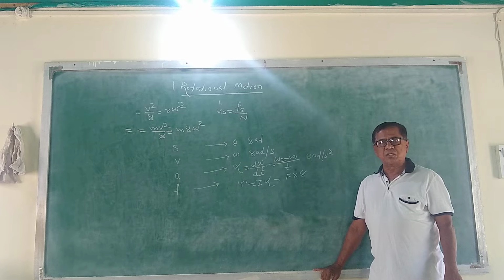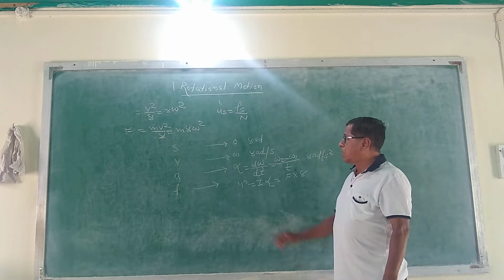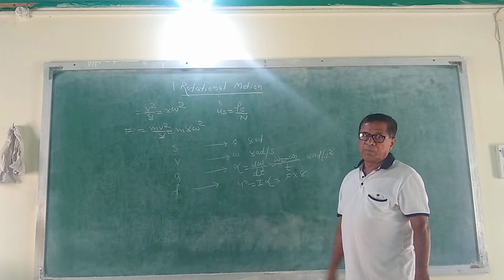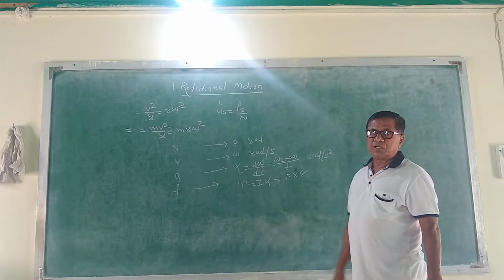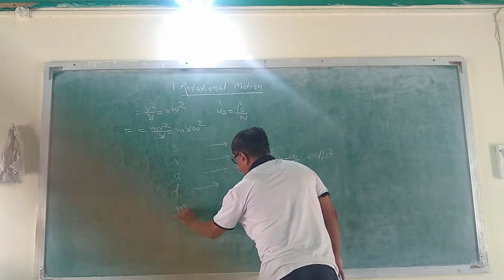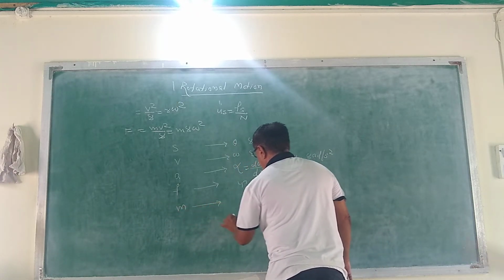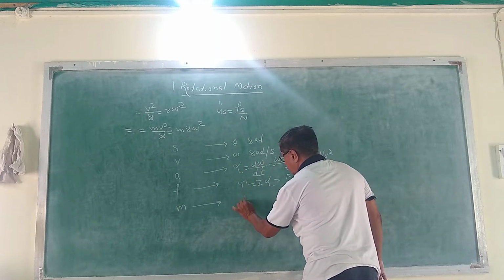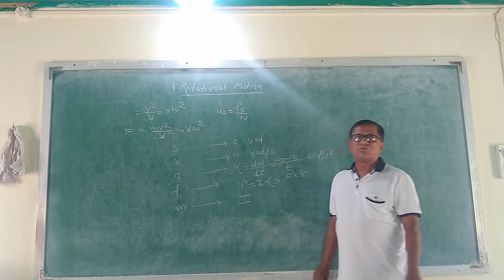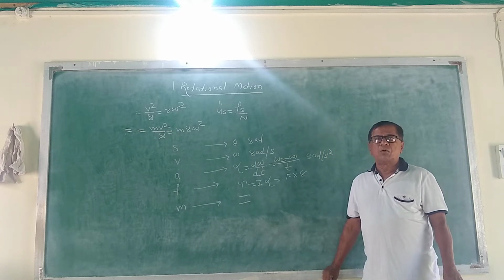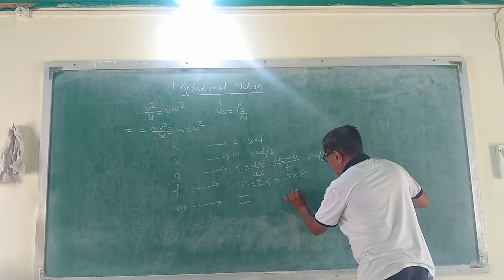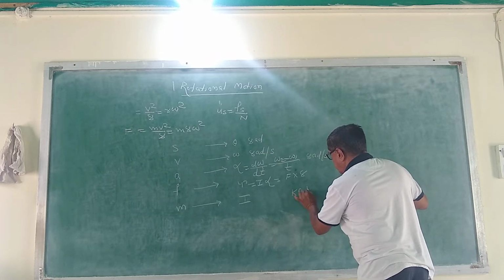Whenever there is rotational motion, we will take the terms theta, omega, alpha and the torque. In translational motion, we take the term mass m. For the mass m, the term in rotational motion is called the moment of inertia I. This is also a new term. The unit of the moment of inertia is kg meter square.